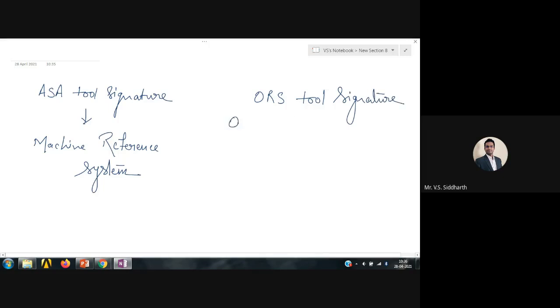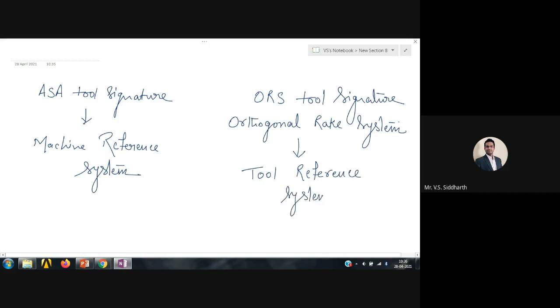ORS stands for orthogonal rake system. This orthogonal rake system is based upon tool reference system. ASA is dependent upon machine reference system.